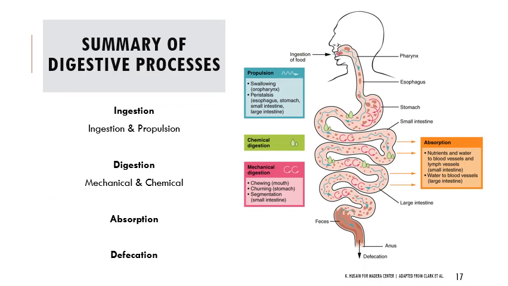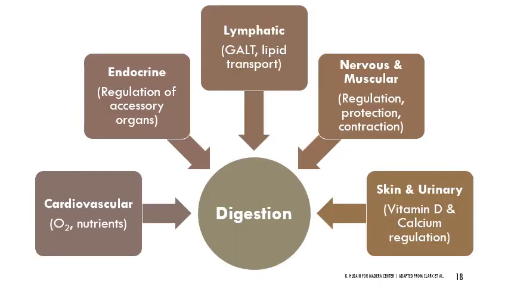So to summarize, we have ingestion, digestion, absorption, and defecation, and there's a lot of differentiation about where those happen in our body. And like I mentioned, this is a very complex process. So even though we have distinct systems, there's a lot of overlap.